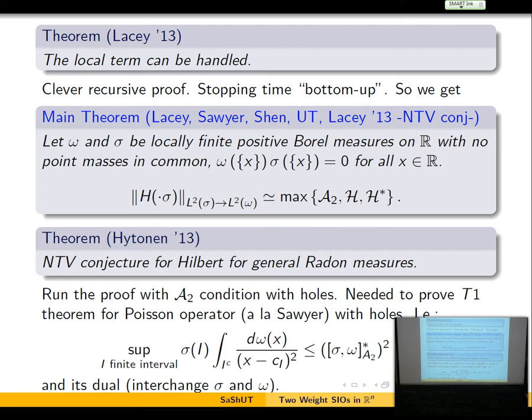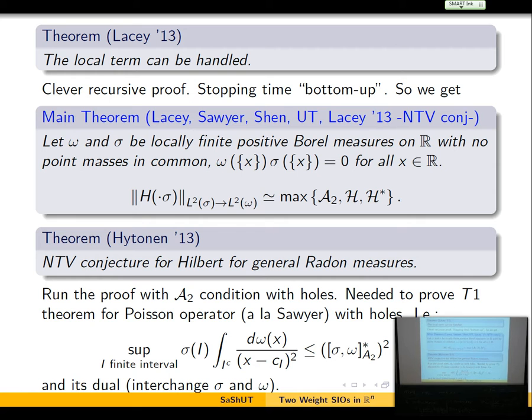You have the main theorem: you assume locally finite Borel positive measures with no point masses in common, and you have the NTV conjecture. So the norm inequality is comparable to the two testing conditions and the A2 in a quantitative way. Then Hytönen, a little bit later, removed the condition of no point masses in common.